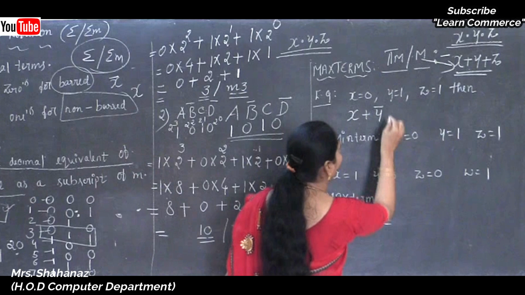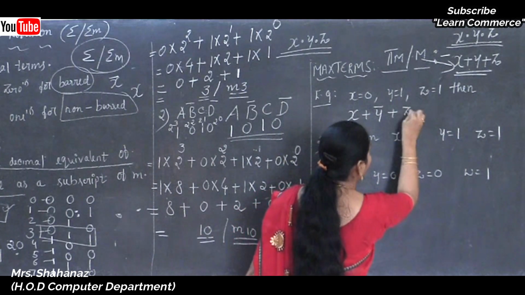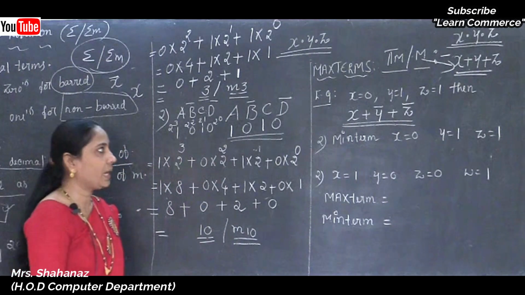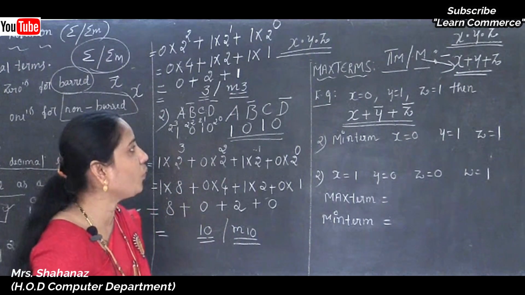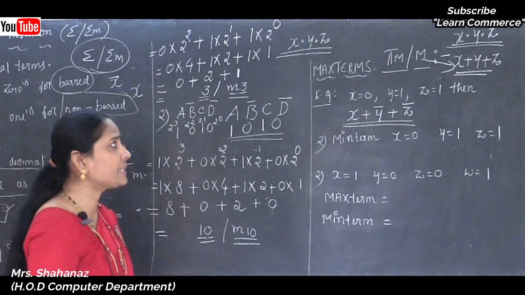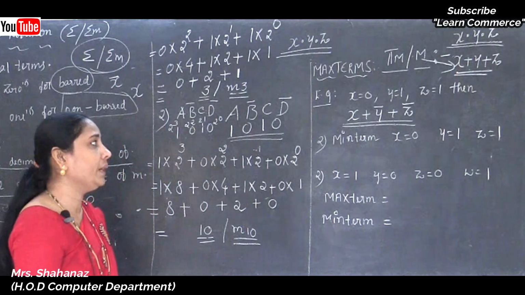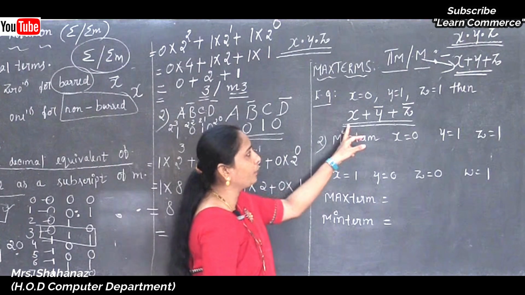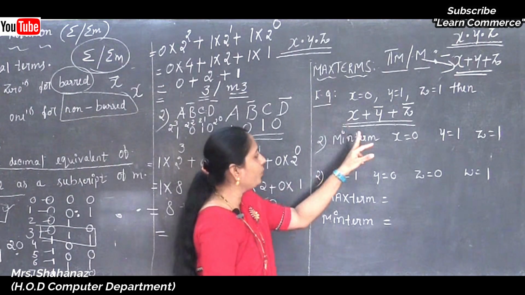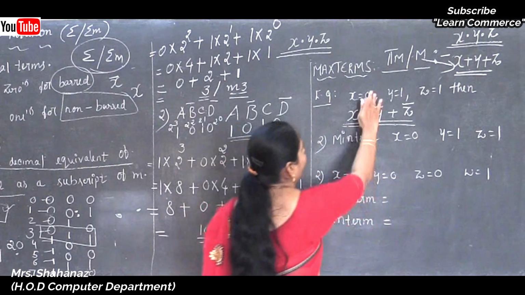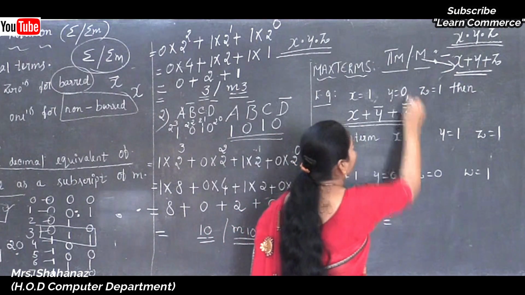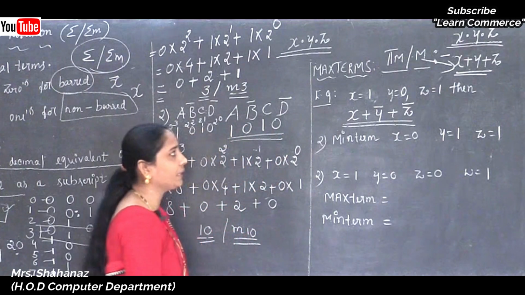So complement of y plus complement of z. So this is the example for the Maxterm, where x is equal to 0, y is equal to 1, z is equal to 1, then the Maxterm will be x plus complement of y plus complement of z. Or maybe the second example, where our x value is equal to 1 and y value is equal to 0. How are we going to write the Maxterm?